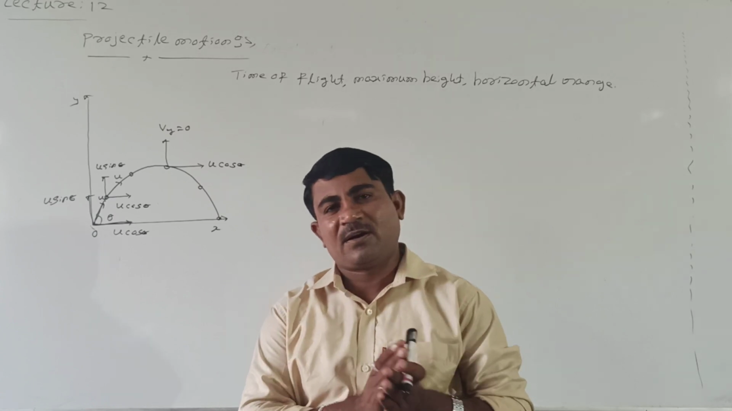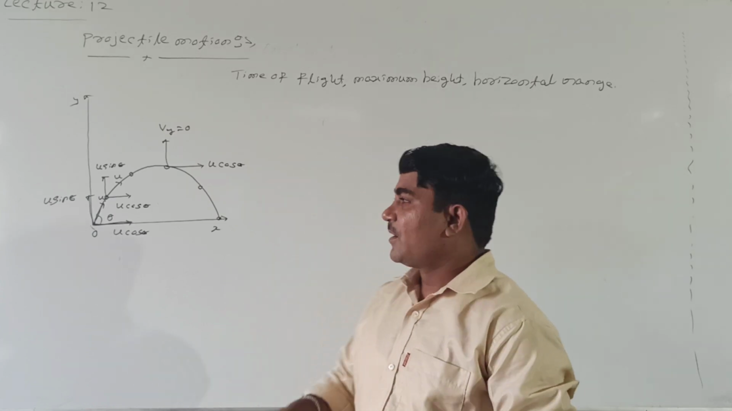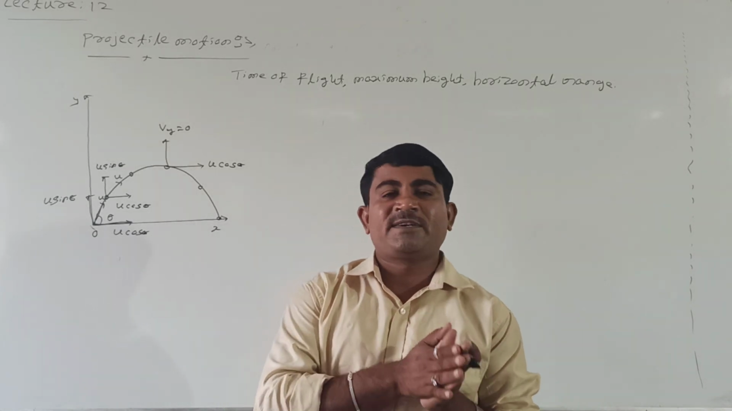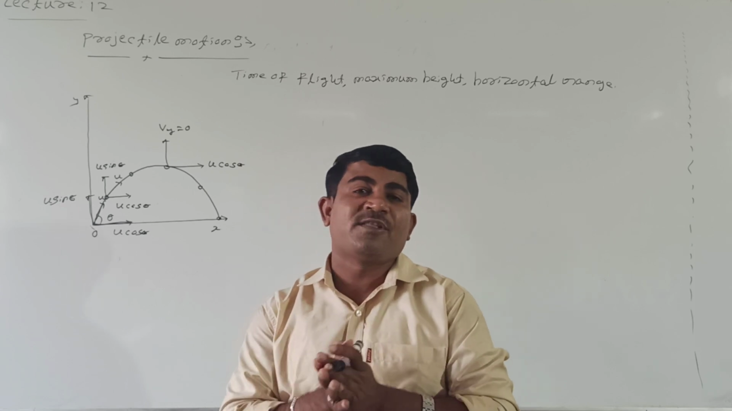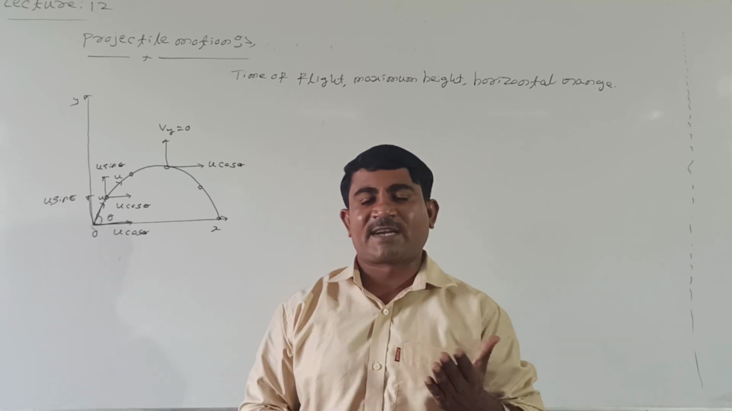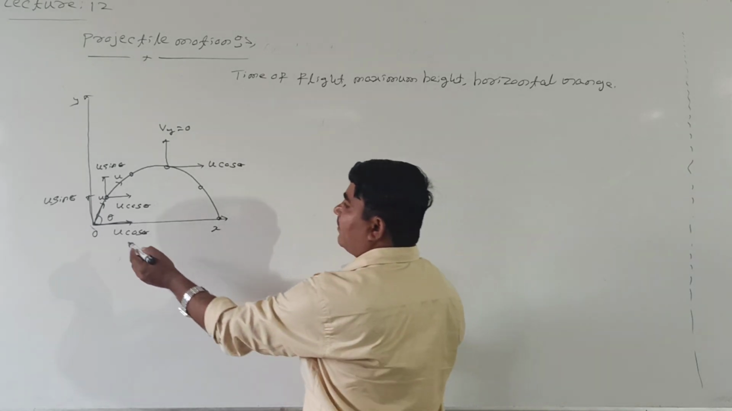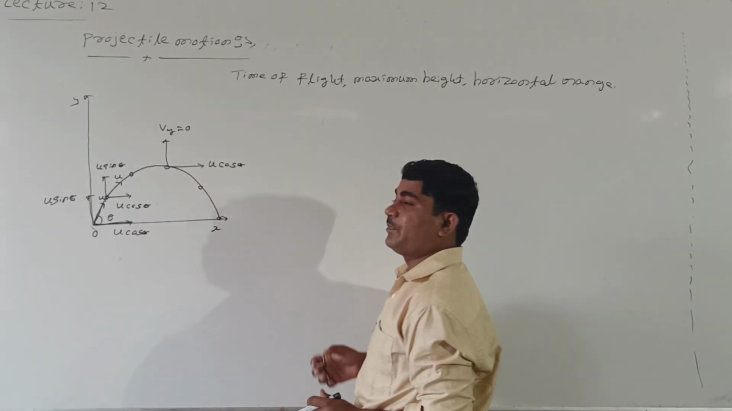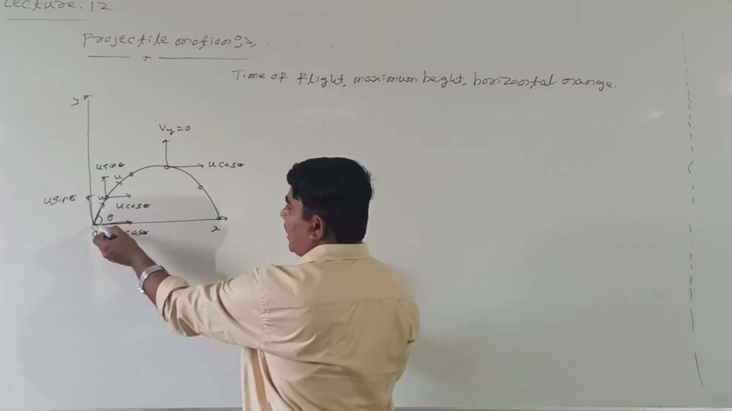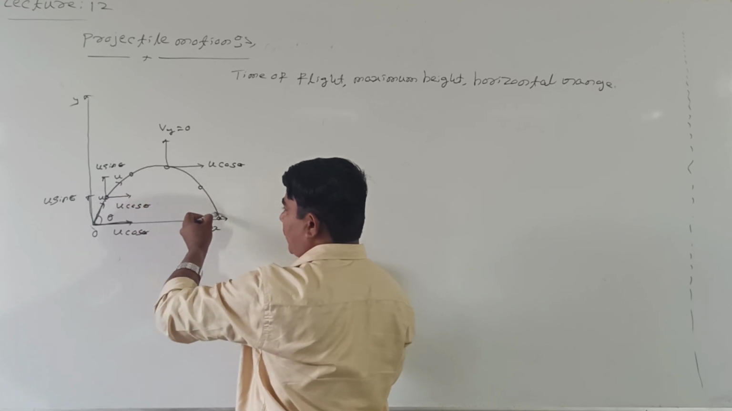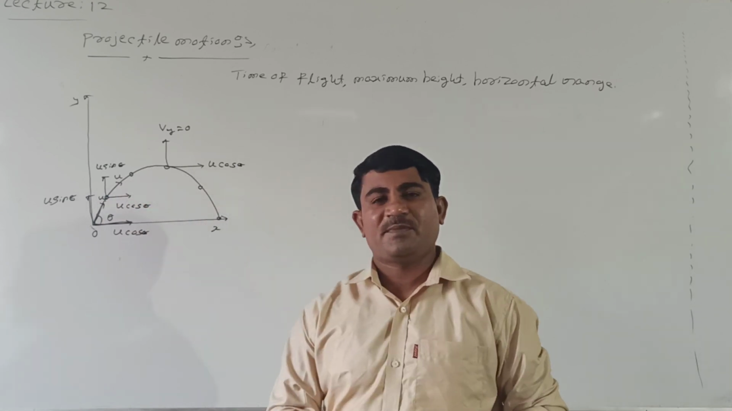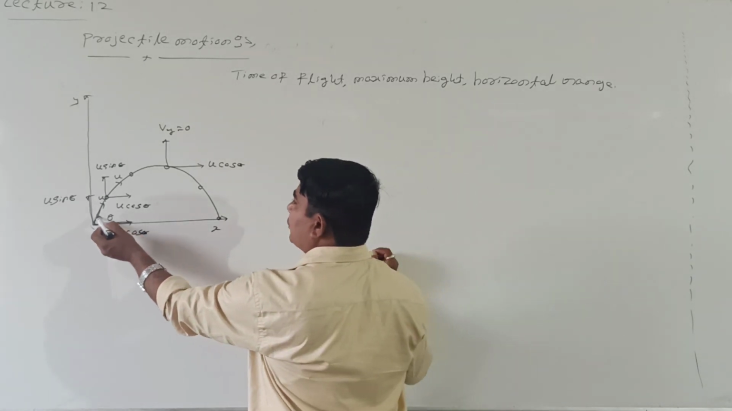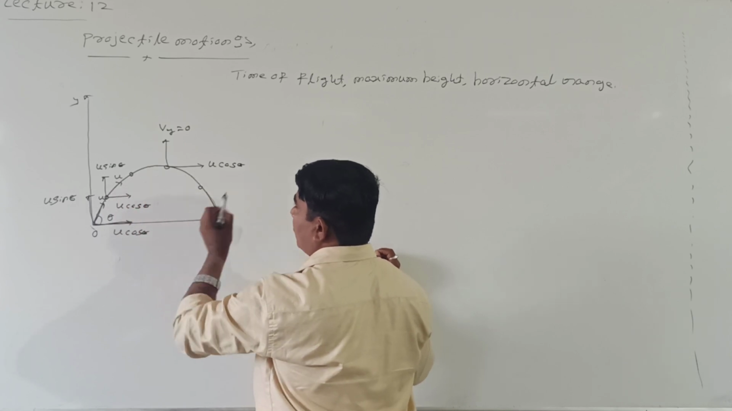What is time of flight? We will see the expression of the time of flight. Then after that we will see maximum height. Finally we will see horizontal range. Let us define time of flight and obtain the expression for it. Time of flight means the time taken by the projectile to complete its path, or to complete its trajectory. This we are calling time of flight. Are you following, students? What I am going to say? Time taken by the projectile to complete its trajectory. This we are calling time of flight.